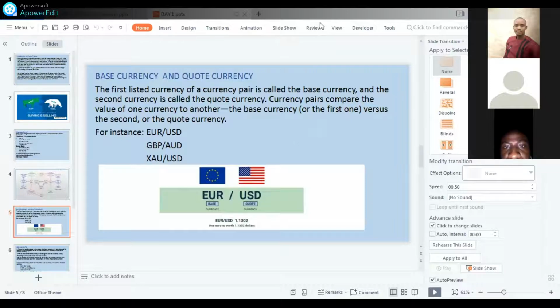Okay. Use the chat for XAU USD. Can you tell me the one that is the base, and you can also tell me the one that is the quote? Okay. All right then.